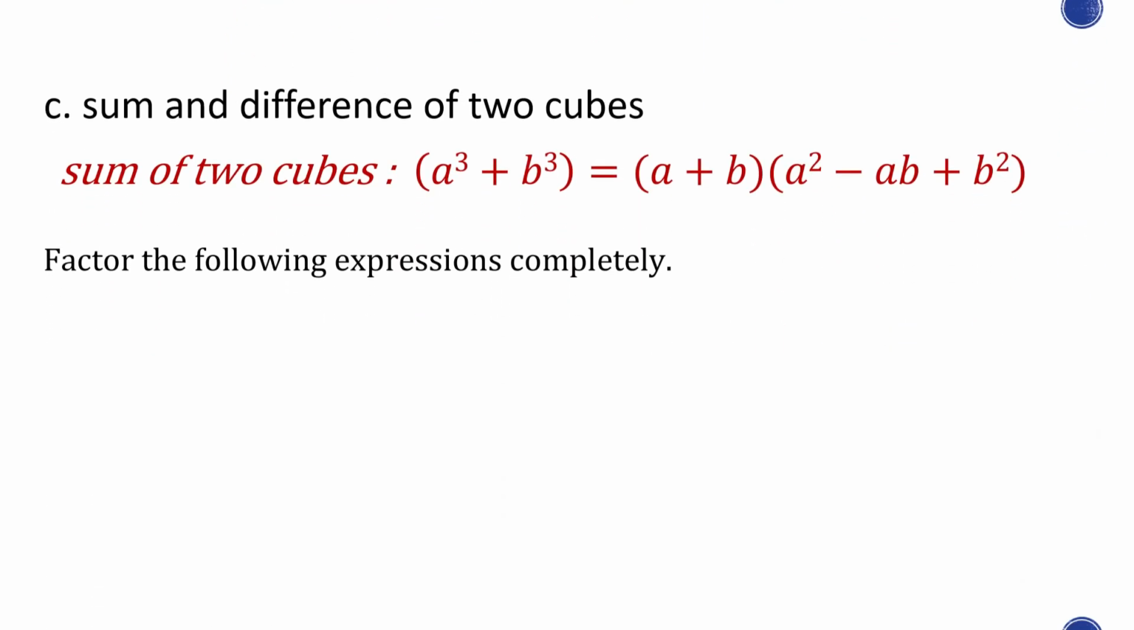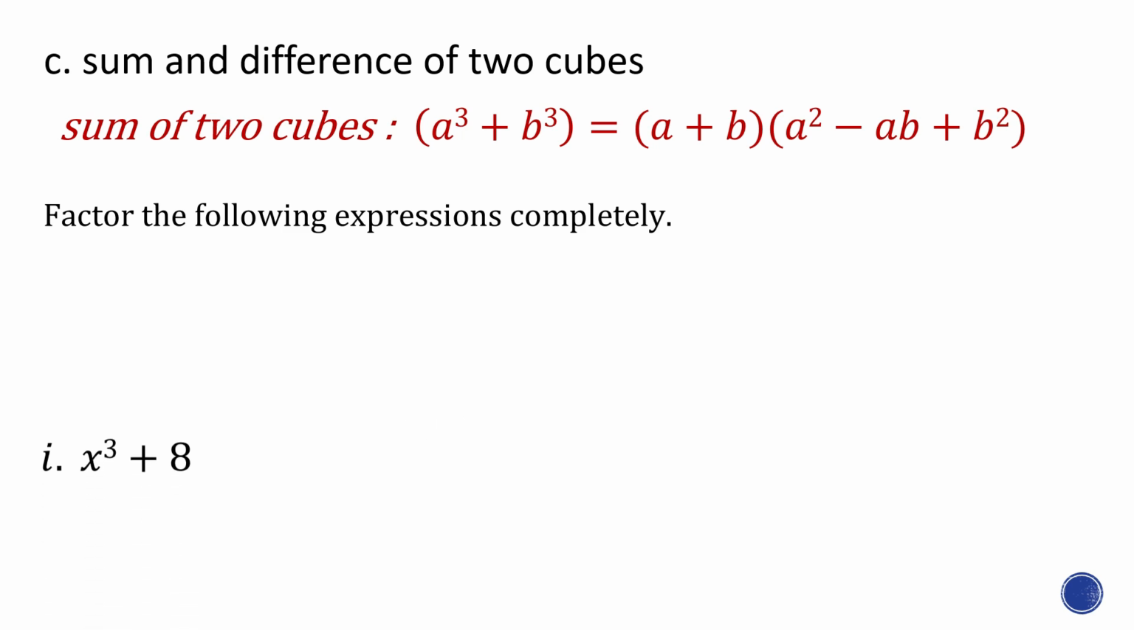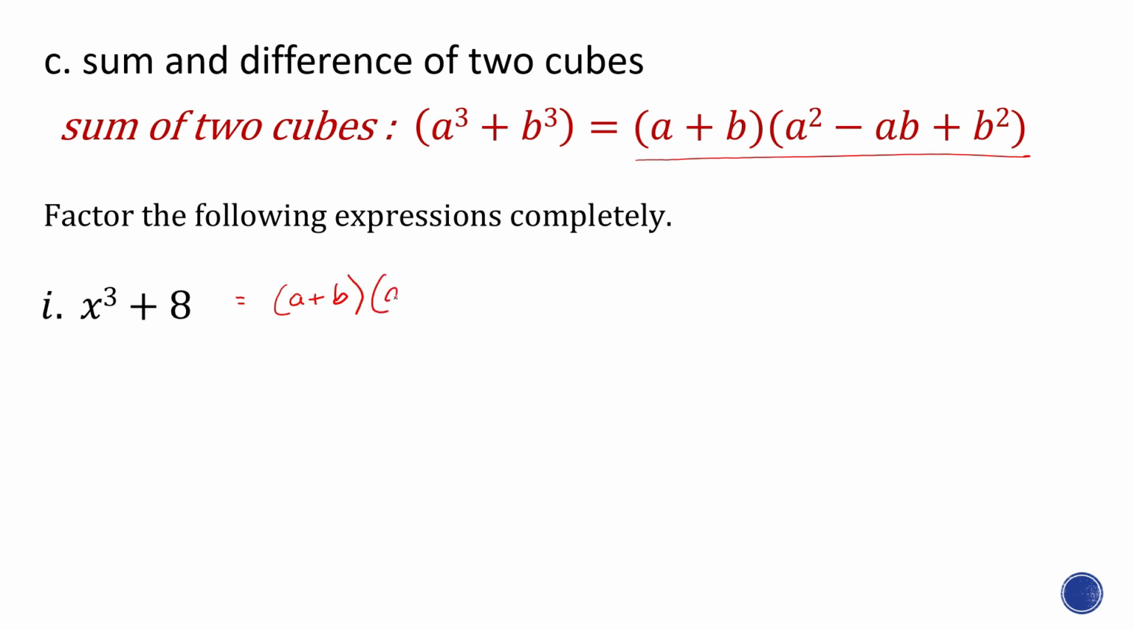Okay, let's go to the first one. I have one example here for you, actually two. So let's start with the sum of two cubes. Here we have x raised to 3 plus 8. And just like the difference of two squares, we just need to find a and b here and substitute that into the formula. Now, let me just write the formula first. That's a plus b times a squared minus ab plus b squared.